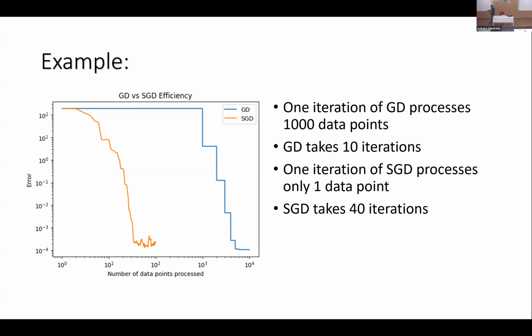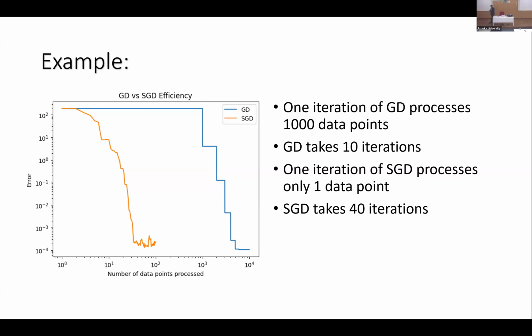Right? On the other hand, gradient descent has taken much more data points. The number of iterations is less. The number of iterations in gradient descent is only 10. But the data points that need to be accessed are much, much larger, 10 power 4 as opposed to 40.